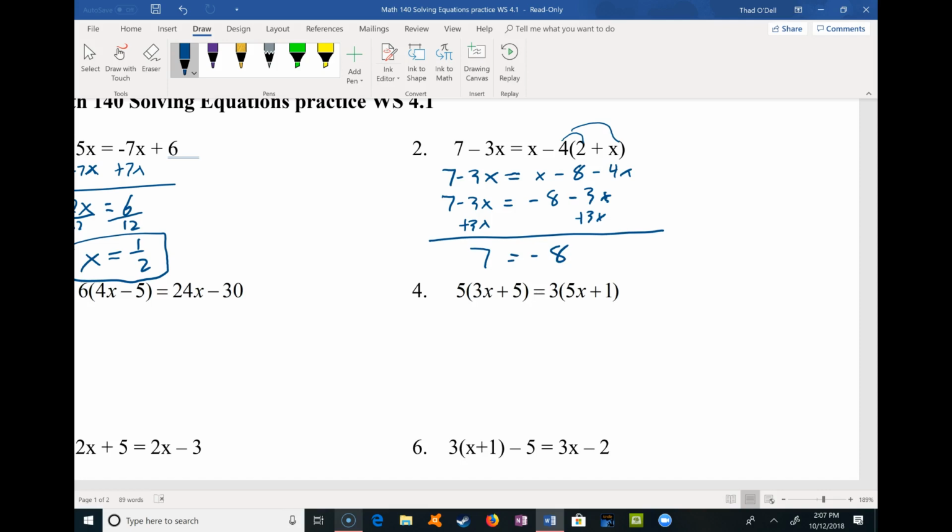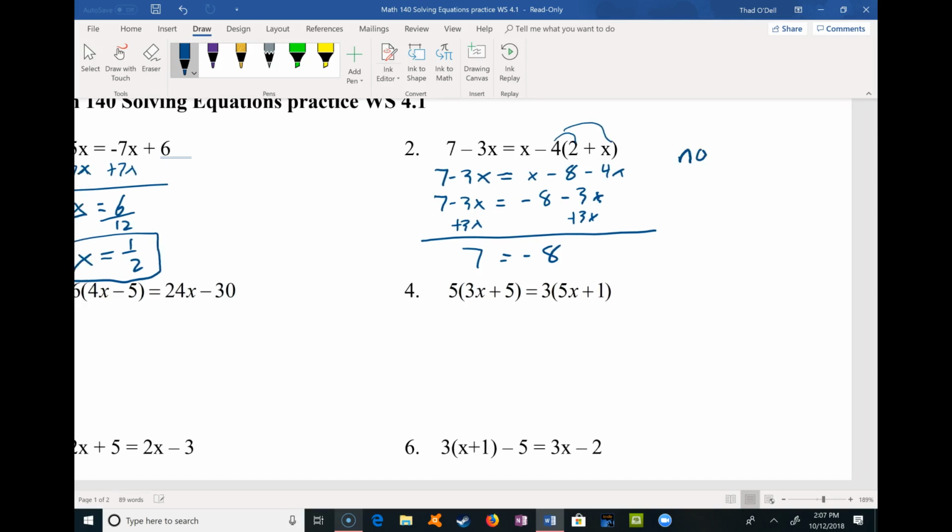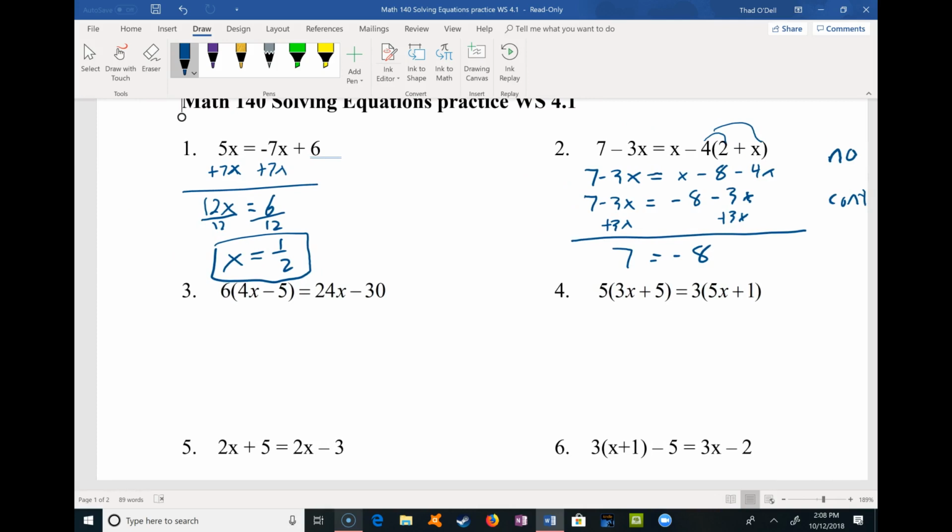So remember I warned you about this in the other video. The x's have disappeared, and I'm left with a 7 on one side, negative 8 on the other side. This is an equation that is never true. So I would just say there's no solution to this equation. And I think the textbook calls it a contradiction. But the main idea is this is telling me that there isn't any number I can replace x with that'll make this equation true.